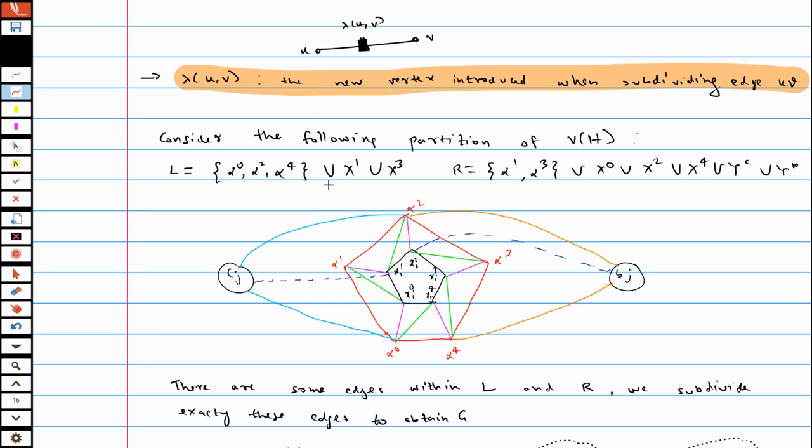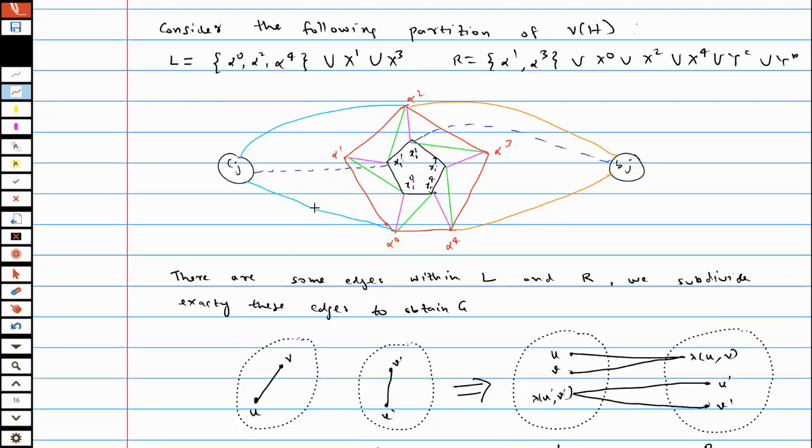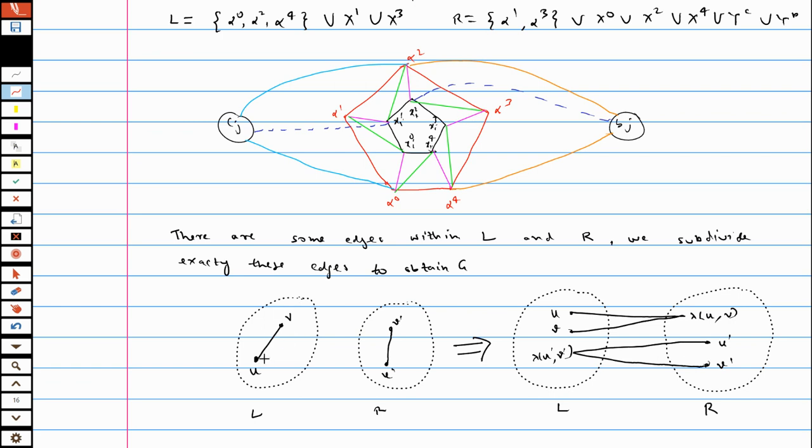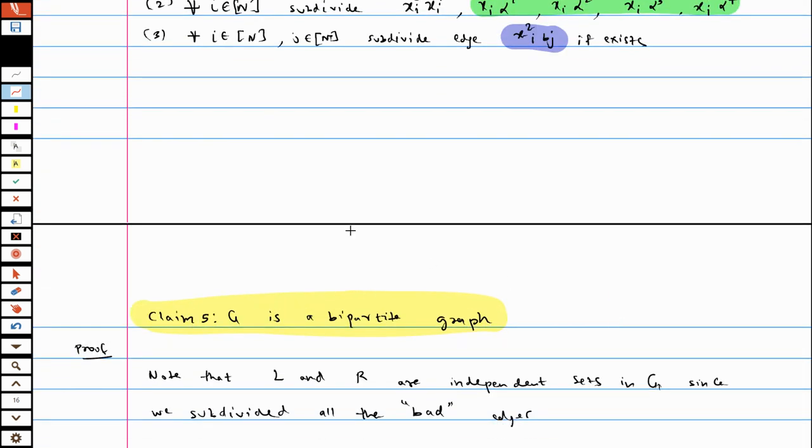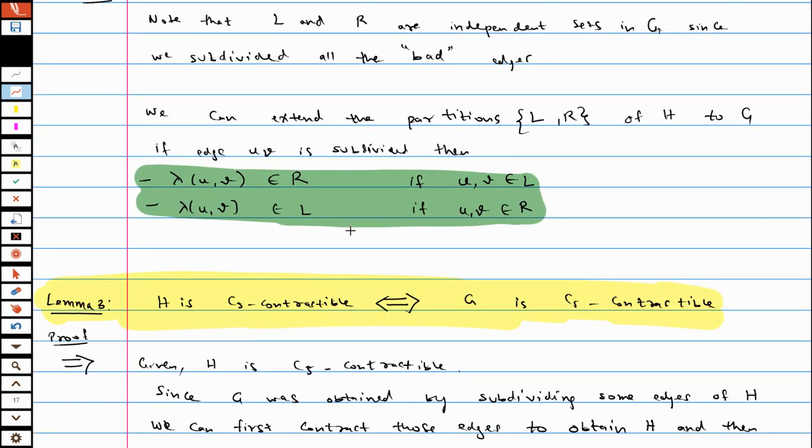So to make it bipartite, we'll subdivide those edges. The thing will look like this. So let's say if we have an edge that is there in L, then we'll subdivide this and we'll call the vertex that is there here lambda UV, right? And basically we'll make this vertex here and we'll have UV here. So then this graph will be bipartite. This G is a bipartite graph, but the claim is this thing that H is C5 contractible if and only if G is.